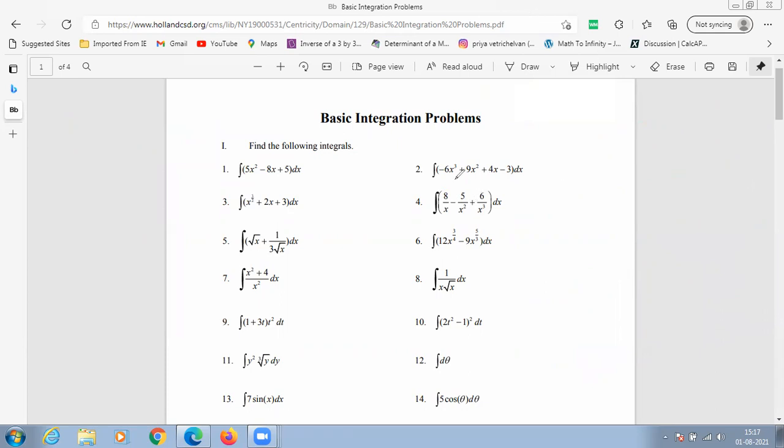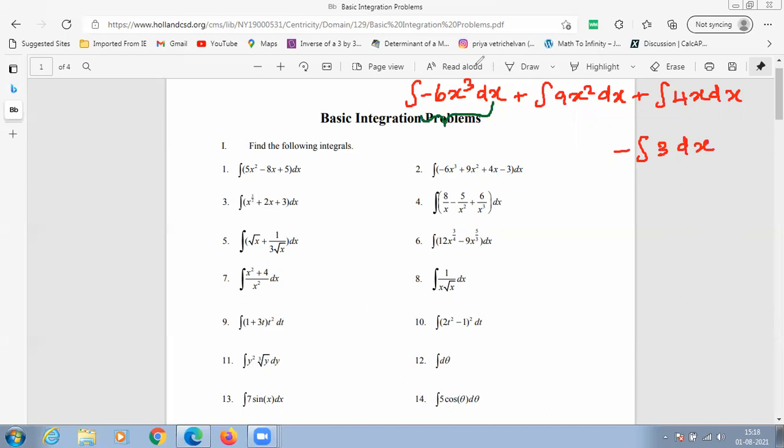So the second question is minus 6x cube plus 9x square plus 4x minus 3. You have to differentiate this, sorry, not differentiate, integrate this with respect to x. Here you can find 4 terms. So it is integral minus 6x cube dx plus integral 9x square dx plus integral 4x dx minus 3 dx. Let's do one by one.